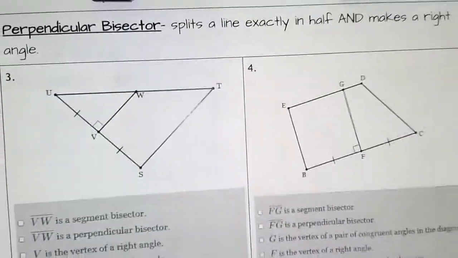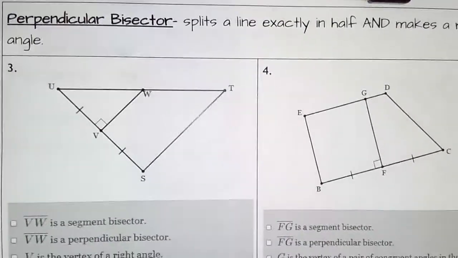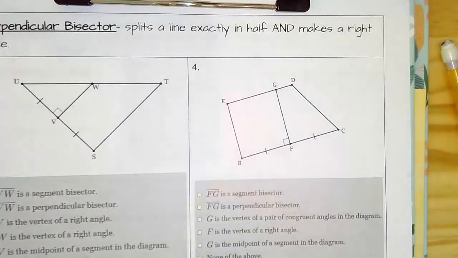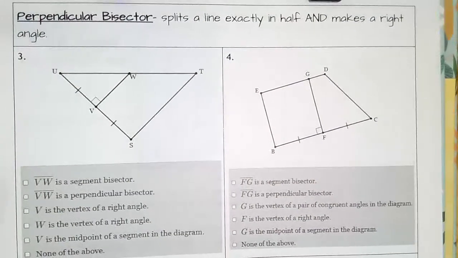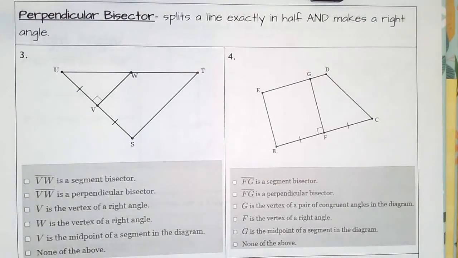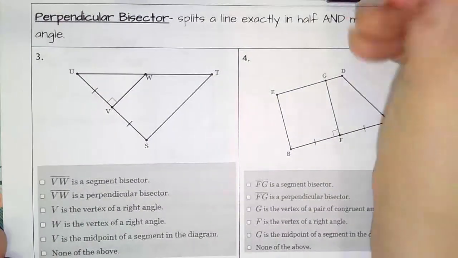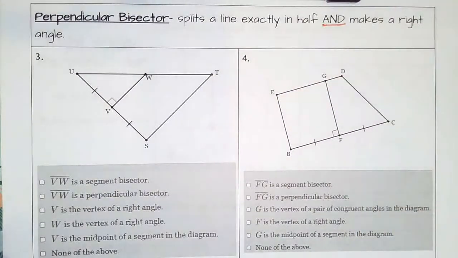We have a perpendicular bisector. A perpendicular bisector splits a line exactly in half and makes a right angle. So we're adding something to it. It's a line that's going to cut something in half, but it also has to make a 90 for it to be considered one.